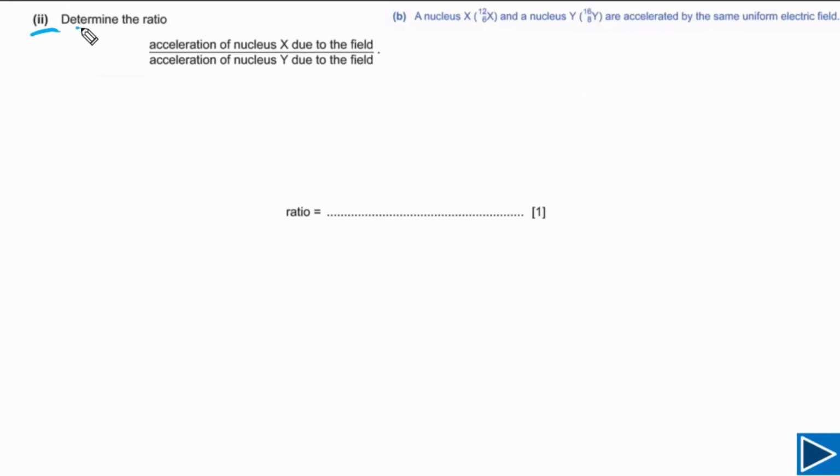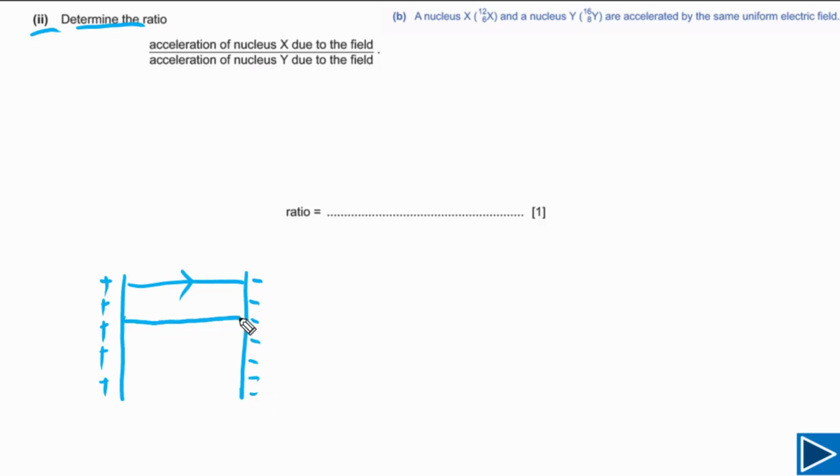For part 2, we need to determine the ratio between the acceleration of nucleus X and the acceleration of nucleus Y. So they're still in the same uniform electric field. This is given to us. So let me redraw. So this is a uniform electric field. This plate is the negative plate, and one plate is positive. So the electric field between these 2 plates is a uniform electric field, meaning the value of E is the same everywhere. So they are accelerated in this uniform electric field.